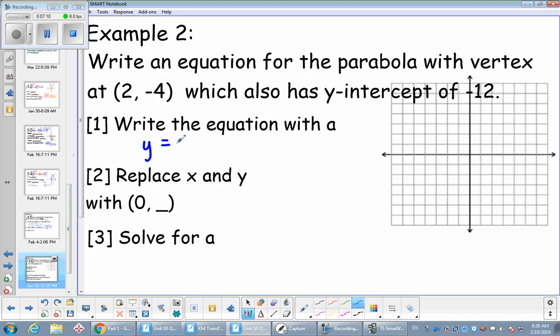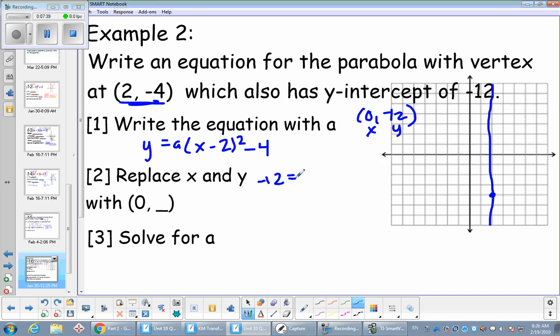And remember, vertex form is the x minus h squared form. So it's x minus 2 because the inside is always the opposite, and minus 4 because it's going down 4. So it's going right 2, down 4. And whenever I plot my vertex, I should always draw the axis of symmetry in. I have a y-intercept of negative 12, which is the point (0, negative 12). So I'm going to take 0 and plug it in for x and negative 12 for y. So it's going to read negative 12 equals a times 0 minus 2 squared minus 4.